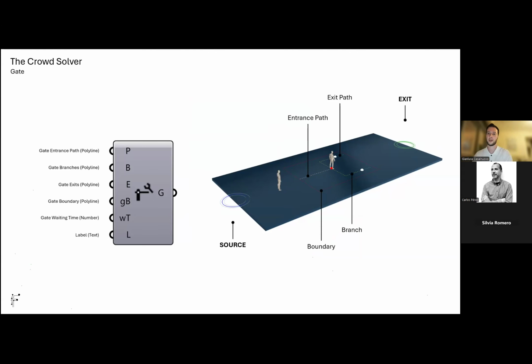This example showcases how a gate works. The gate is specified by an entrance path, branches, exit paths, and a boundary. Agents approach the entrance through the entrance path. Then if the branches are occupied, they stop on the red point, which is the intersection between branches and entrance. And then after the waiting time, which they wait on the white point, they are free to move, free to go towards the exit path.